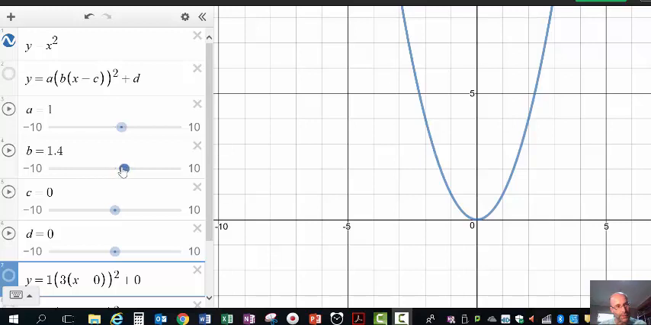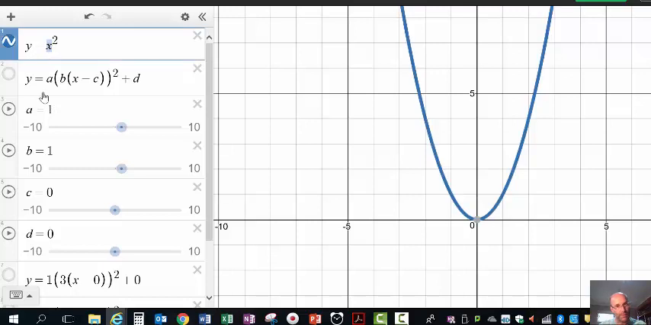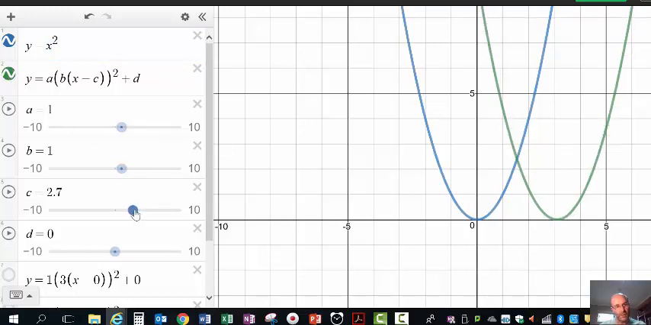Now, back to what we were doing. If I just take a equals 1 and b equals 1, you probably appreciate that they match the base function x squared, so I'm going to return them back to that so I can see the effect of c. Now, what's going to happen if I switch the function on?